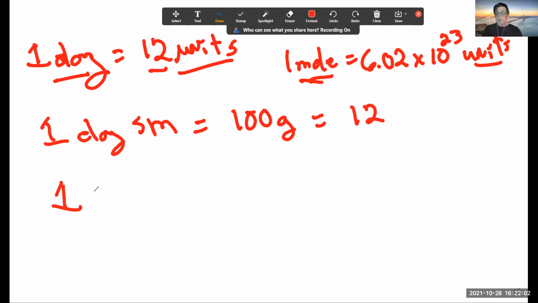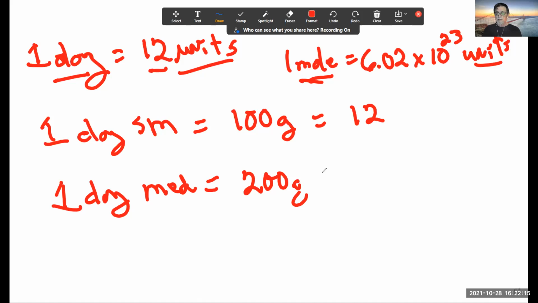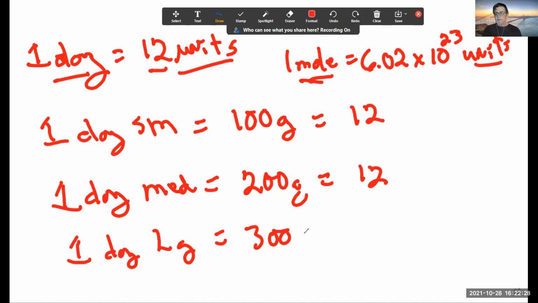All right, so let's talk about one dozen medium, okay? Well, for argument's sake, let's just double that weight, and we call that one dozen medium eggs weigh a total of 200 grams. And guess what? I still have 12, right? It's a dozen. And then the last one, we can say one dozen large, and we'll say 300 grams for that one dozen large. And guess what? We still have 12 eggs, right?